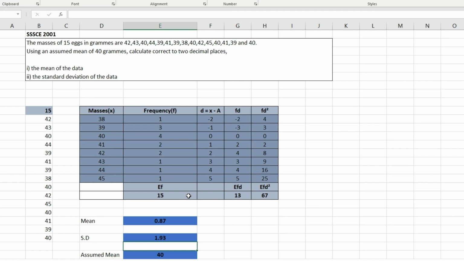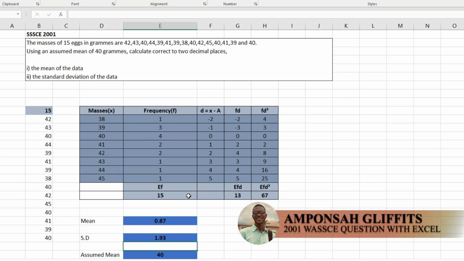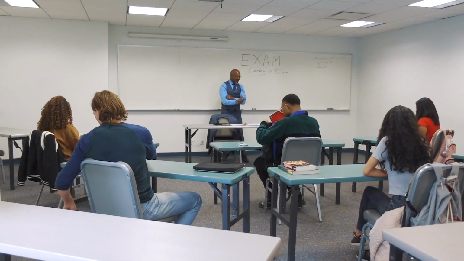In 2001, this is how the students were supposed to solve the question during the WASSCE exams. This is one of the methods that you can use Excel to solve this question.